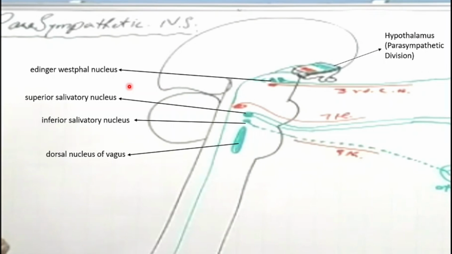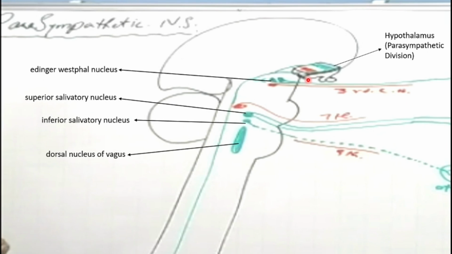So now we will try to understand how the parasympathetic nervous system is activated, what is the outflow of the parasympathetic nervous system, and how the parasympathetic nervous system produces its response. So for simplicity, this is the brain, this is the brain stem of the brain, and below the brain stem we have the spinal cord. In the case of the sympathetic nervous system, we have already discussed how it is activated.